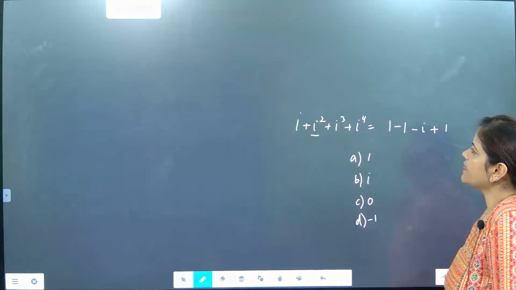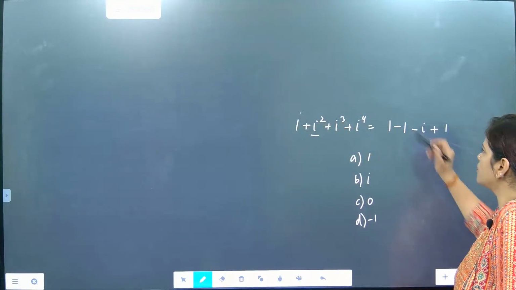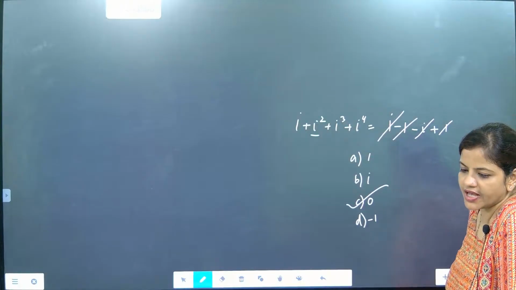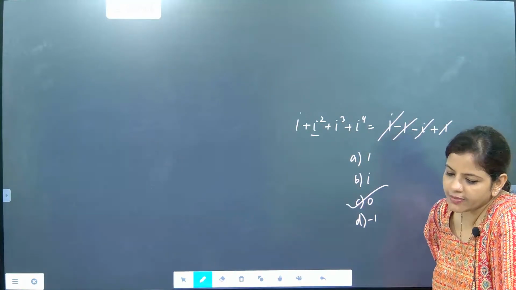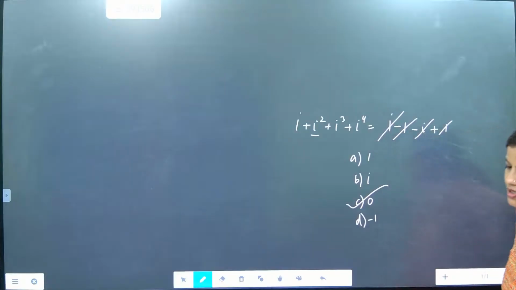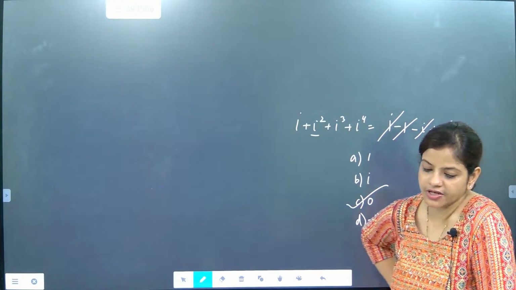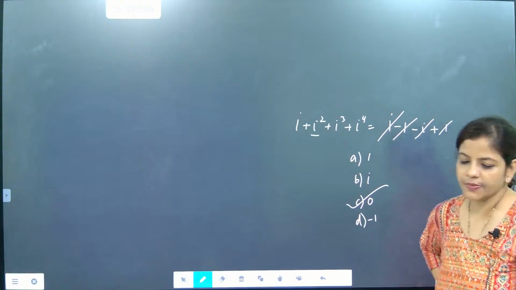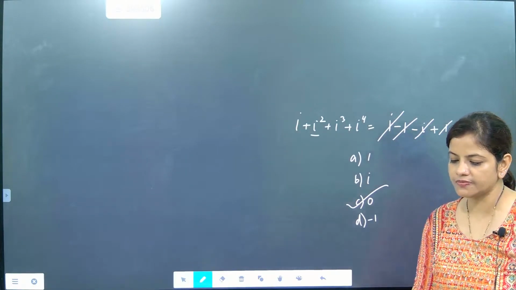Sorry, this is i, i squared, i cube, i to the power 4. So this is i, minus 1, minus i, plus 1, cancel. Answer is coming as 0. Absolutely correct, Payoja. Answer is exactly 0. So answer coming here is 0. This is one part we can solve. Okay. Now some typical questions. Let's check this one out.